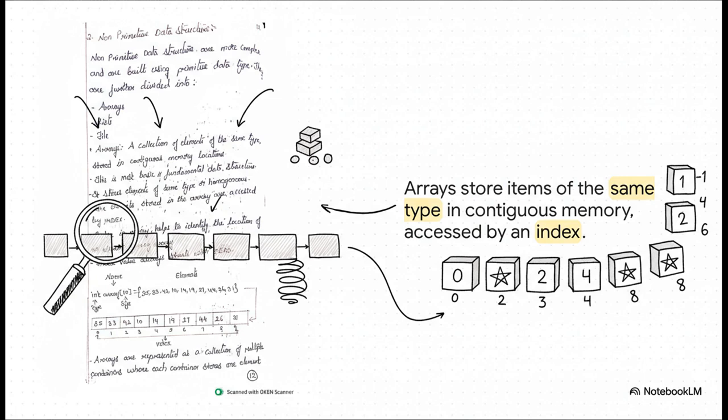An array is basically just a row of numbered boxes, all sitting right next to each other in memory. The two big rules are, every box has to hold the same type of data, and you can instantly jump to any box you want just by using its number, its index. Oh, and a crucial little detail for all you programmers out there, that numbering almost always starts from 0.